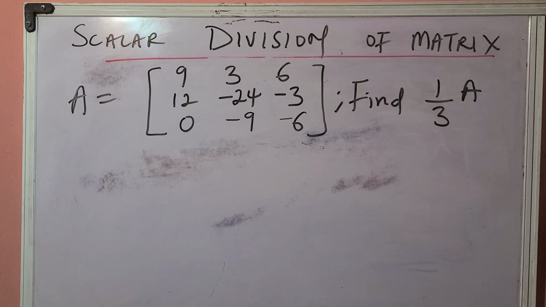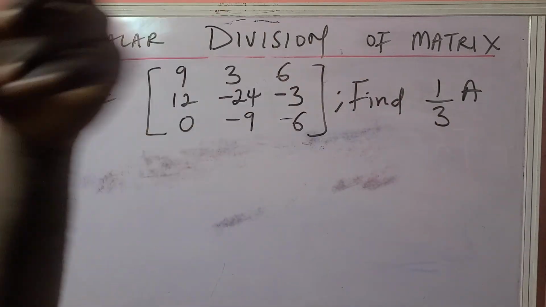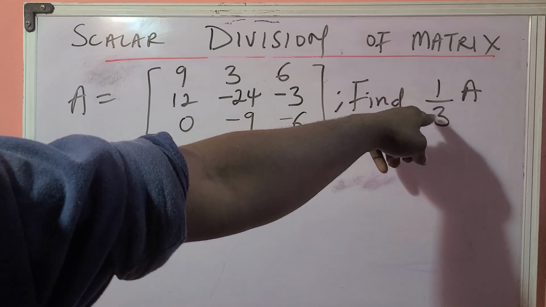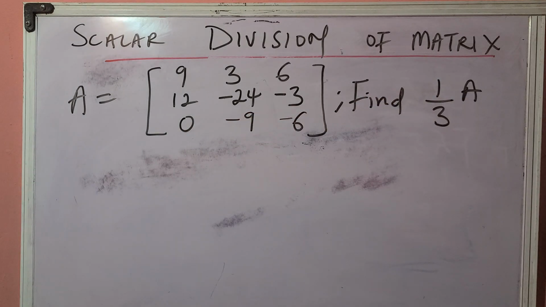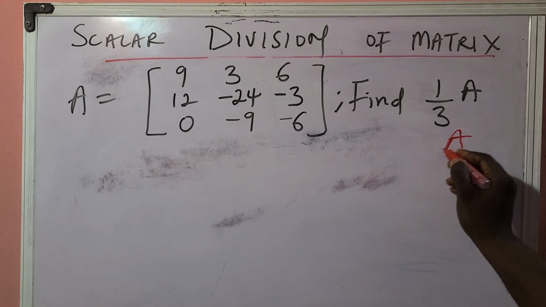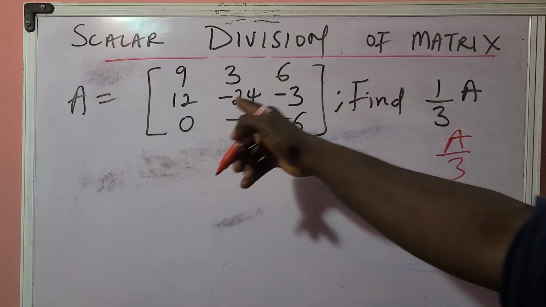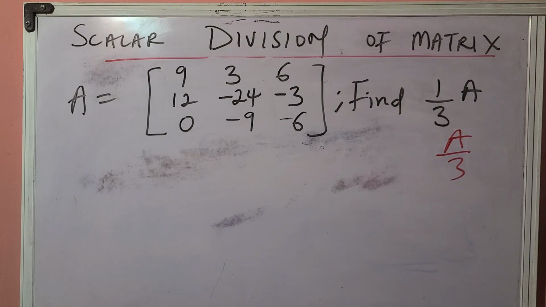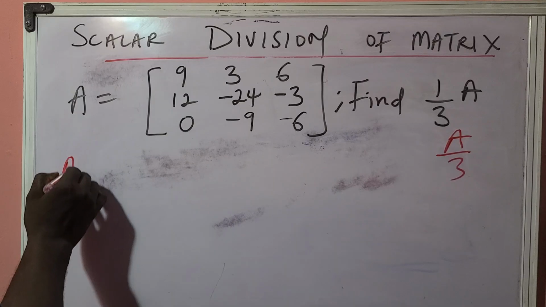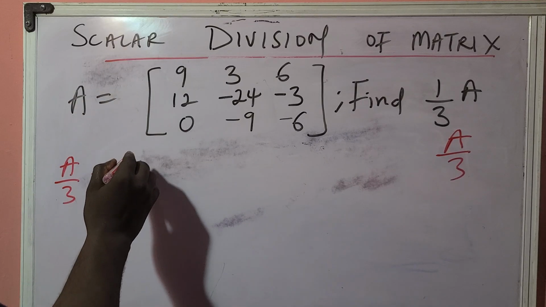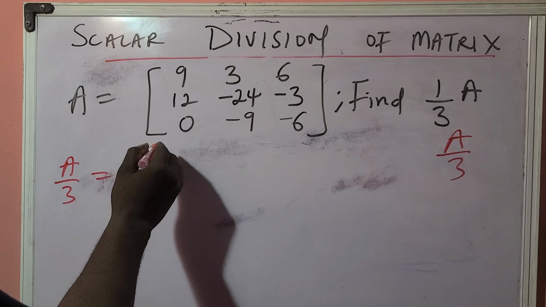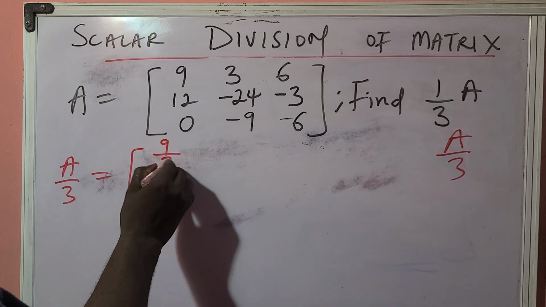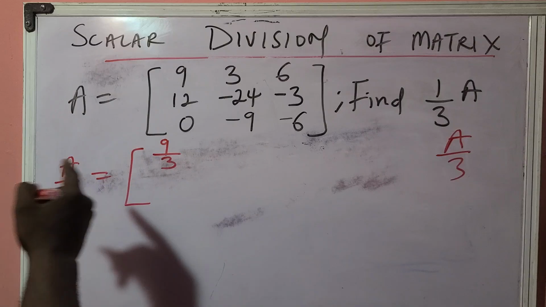Now, the question given can be applied in 2 ways. You can go on to apply this looking at it as 1 over 3 times A, or you can go on to resolve this as A over 3. So we can make use of scalar multiplication, multiplying this matrix with 1 over 3, or we can go on with using scalar division. Well, for the sake of this example, let's go on to use scalar division. So we are having A over 3. So what we have to do is to move on to divide every individual element with the value of the scalar 3.